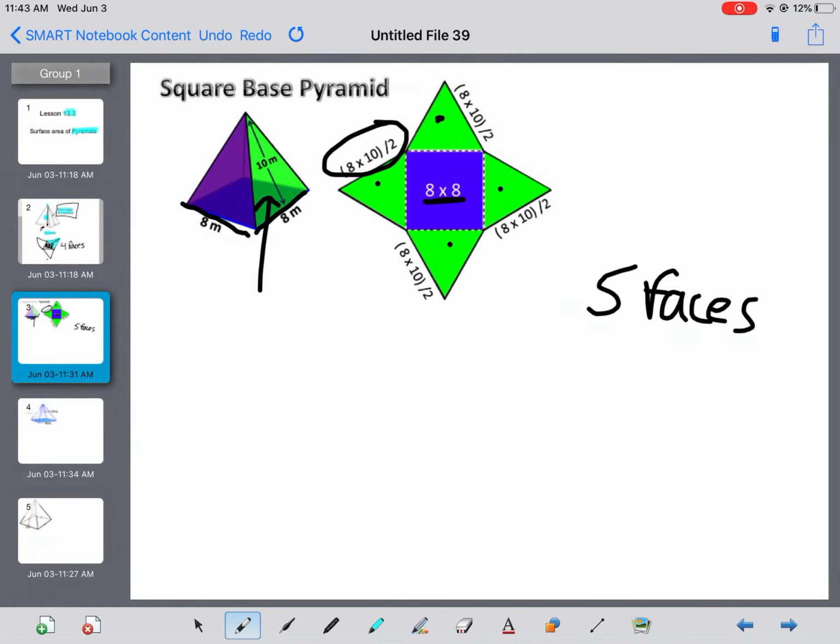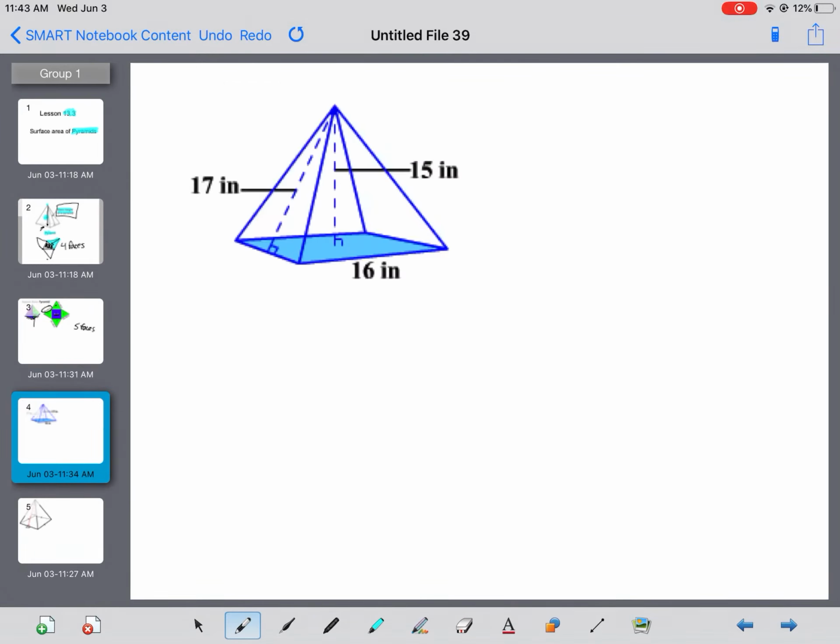So let's try 2 examples together going through each of the steps. So here I have a triangle.